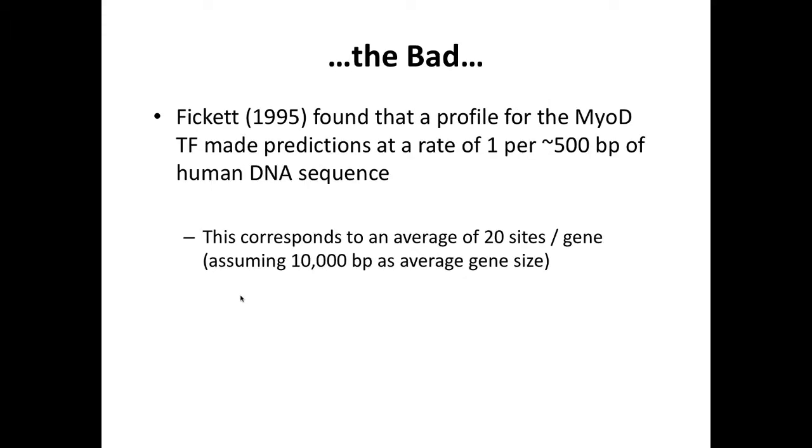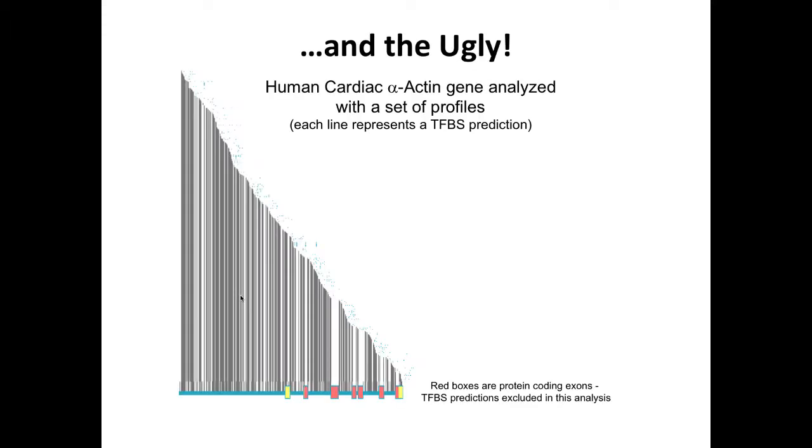So instead of looking in vitro, if you look at, say, a whole genome sequence, and you look at MyoD transcription factor binding sites, you might find a good match every 1 per 500 base pairs of human DNA sequence. Which means a lot of sites per gene for a lot of different transcription factors. And then here's the ugly. Here's one gene, actin, used with a set of binding profiles, and you find transcription factors predicted to be bound pretty much everywhere. And this is with only 100 to 200 profiles for transcription factors when there are actually 1,400. If you continued, this would be totally saturated, and you would find transcription factors absolutely everywhere, which is not actually the case.